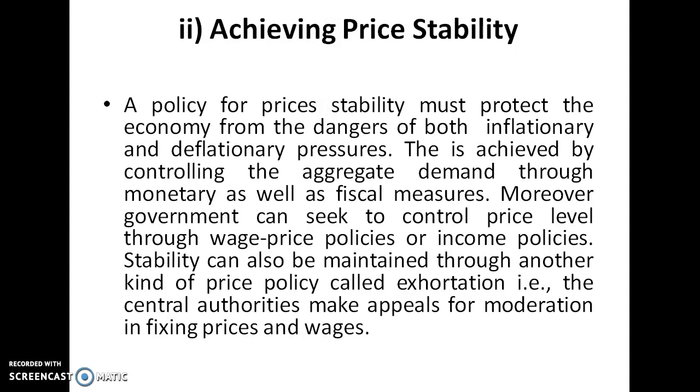The second objective is to achieve price stability. A policy for price stability must protect the economy from the dangers of both inflationary and deflationary pressures. That is achieved by controlling the aggregate demand through monetary as well as fiscal measures. Moreover, the government can seek to control the price level through wage-price policies or income policies. Stability can also be maintained through another kind of price policy called exhortation. That is, the central authorities can make appeals for moderation in fixing prices and wages.